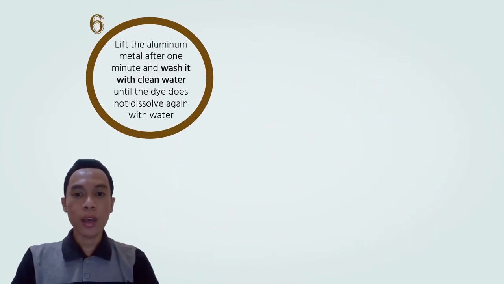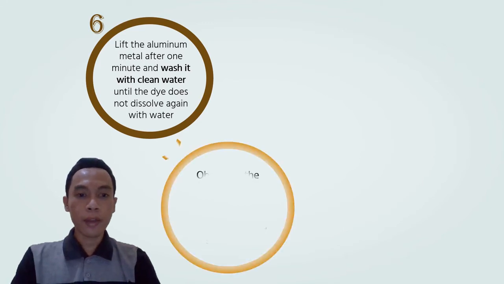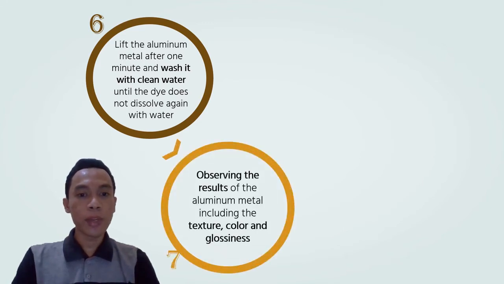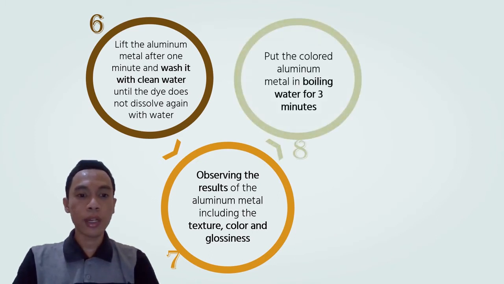After that, take the aluminum metal out after 1 minute and wash it with clean water until the dye does not dissolve in the water anymore. And then, observe the result on the aluminum metal, including the texture, color, and glossiness. After that, we do the sealing process.